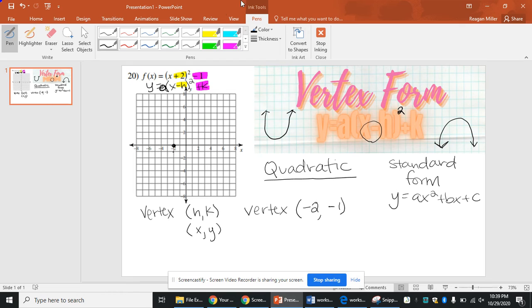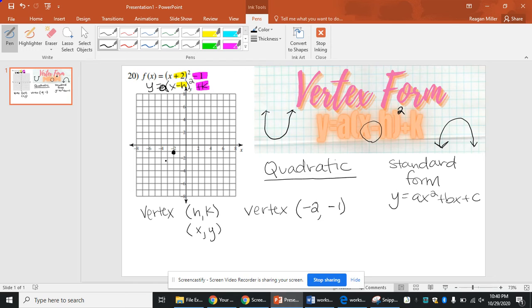So if I wanted to plot my vertex, I would go left from the origin, 1, 2, that's our x value, and then down 1, -1. So the point -2, -1 is right here, and that is our vertex. All right.